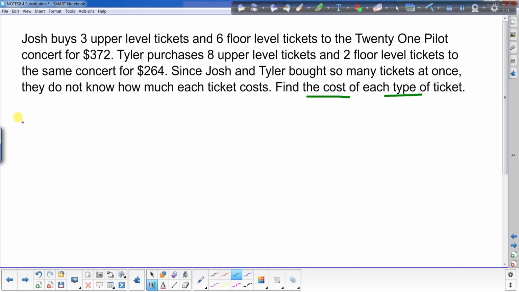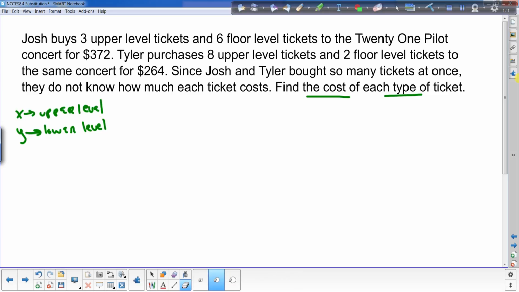So we've got 2 types of tickets. We've got upper levels and we've got lower level. Or no, it's floors, sorry. Upper level and floor level. The question is, what are we talking about, the number of upper level and the number of floor tickets? No, we're trying to find the cost of each type of ticket.